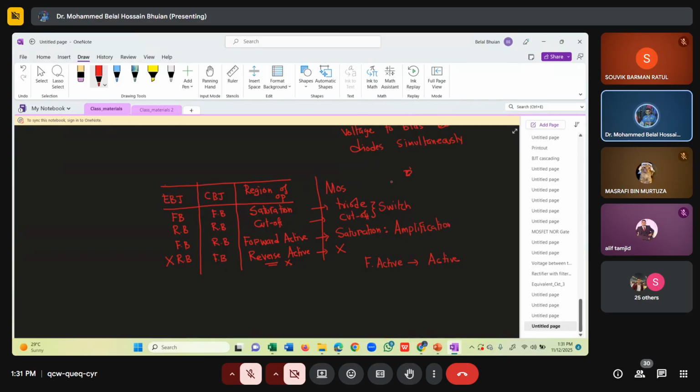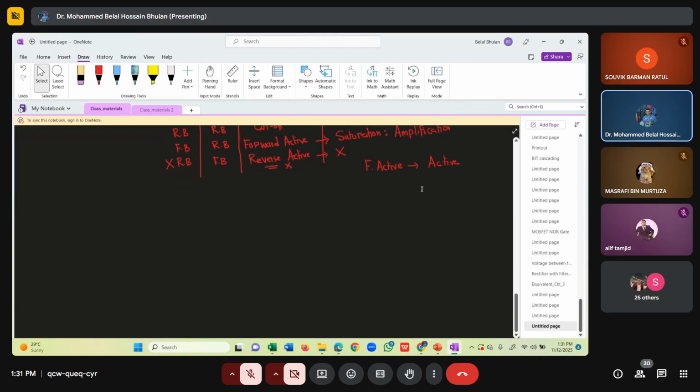Same thing, if you want to amplify any signal, you have to bias the BJT to be operating in the forward active region. So these are the operations, switching and amplification. So next we see what happens in the forward active region. I'm not going to exactly say what's the physics behind it; I'm going to see what we are going to find.